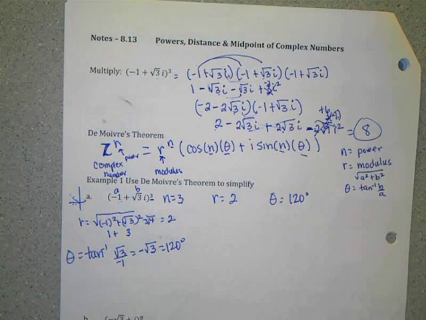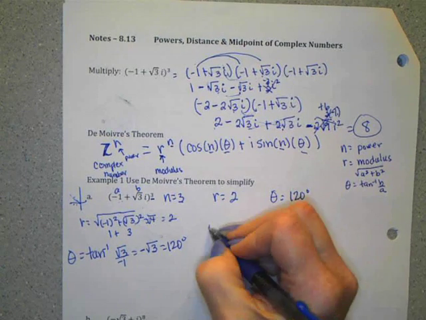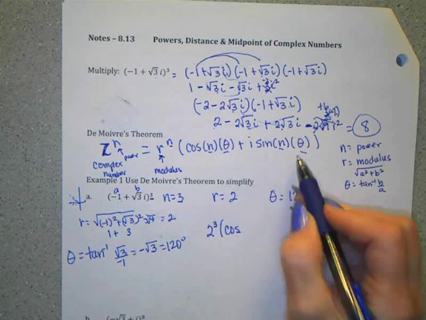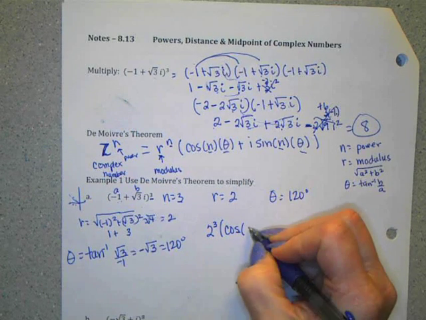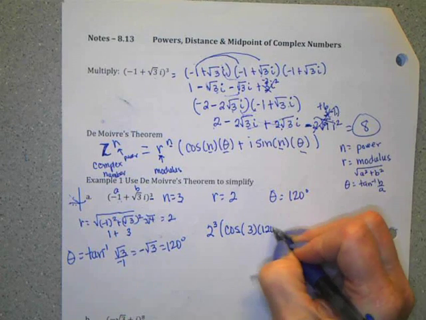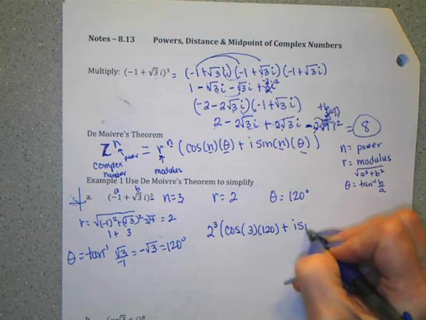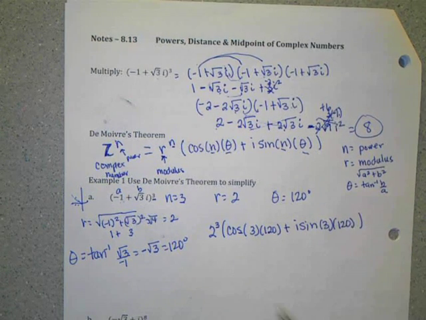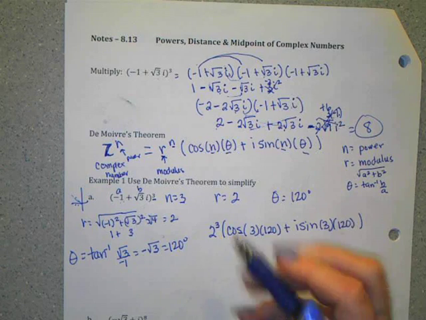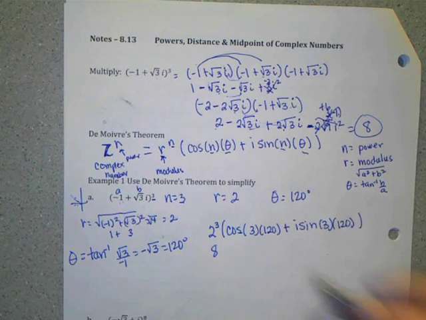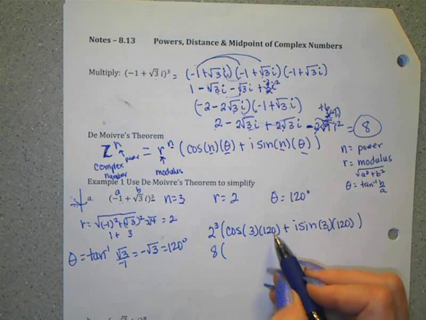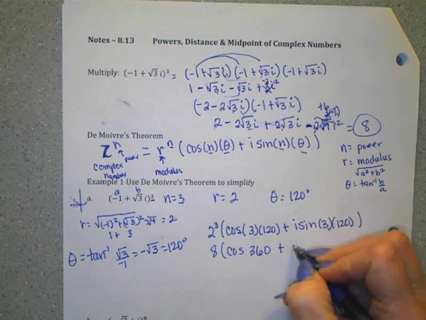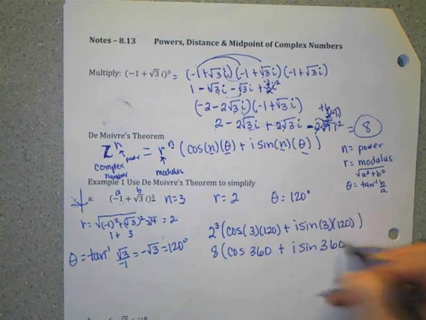So now I'm ready to put it into the Frenchman's formula. So r is 2, power is 3. Then I have cosine. It kind of feels like polar form right here a little bit. And then remember, it's the degree, which is 3, times the angle, 120, plus i sine of the same thing, 3 times 120. Well, 2 to the third means 2 times 2 times 2, which isn't 6. 2 times 2 times 2 is 8. And I'm going to take this kind of slow. 3 times 120 is the cosine of, 3 times 12 is 36, so 360. And then i sine of the same thing, 360.